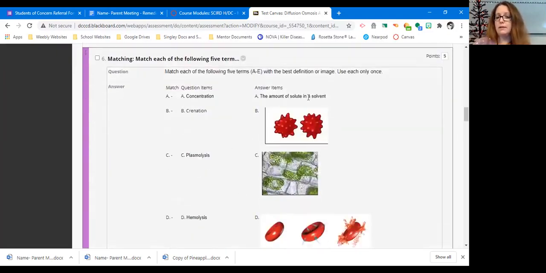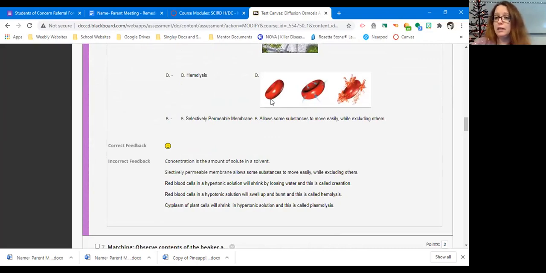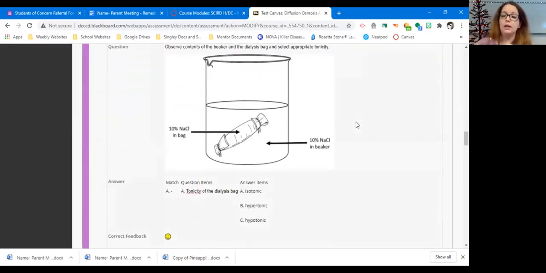Concentration is the amount of solute in a solvent. Crenation is when cell membranes shrink, but only in animal cells do we call it crenation. We call it plasmolysis when it's plant cells. Hemolysis: hemo means blood, lysis means burst. So hemolysis is the bursting of a red blood cell. A selectively permeable membrane allows some substances to easily move across while excluding others, also known as a semi-permeable membrane. These were the questions you all struggled with, and it's all just about reading what they're asking.